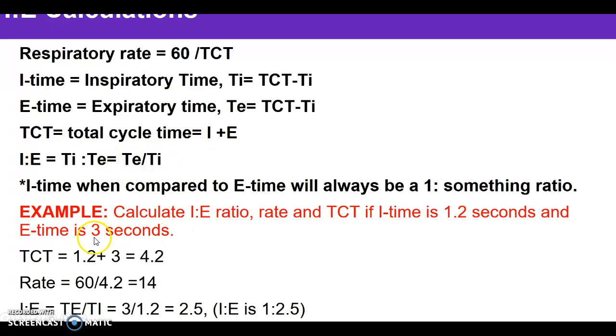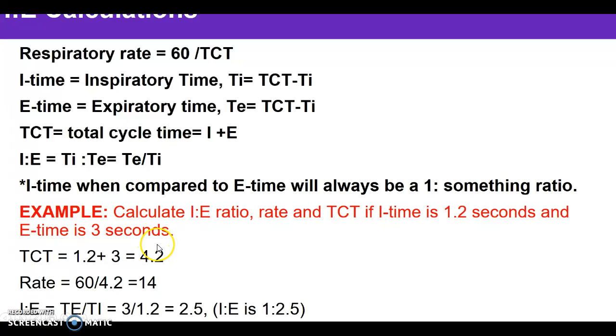So let's do that. When we take our total cycle time formula, we know that that is the I time plus the E time. And in this case, we're given both of those variables. I time is 1.2, E time is 3 seconds, so it's very straightforward. Our total cycle time, or the total amount of time spent breathing in and breathing out per breath, is 4.2 seconds. We're just adding those together.